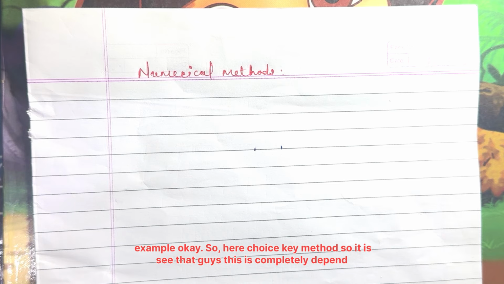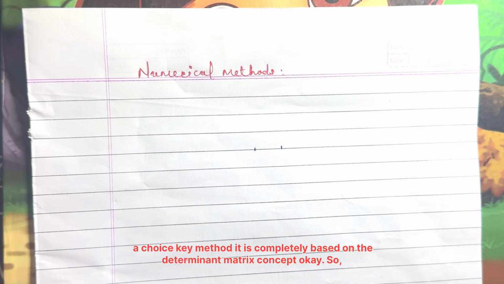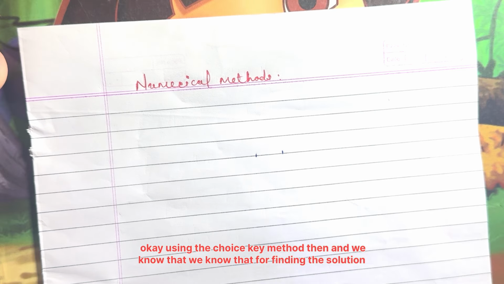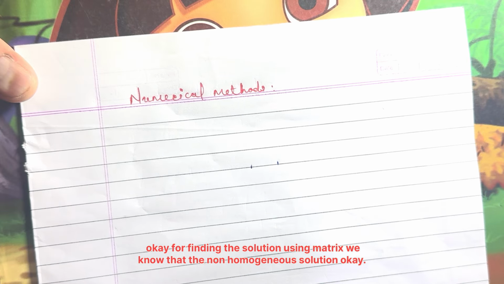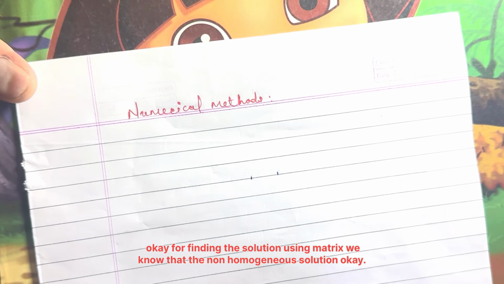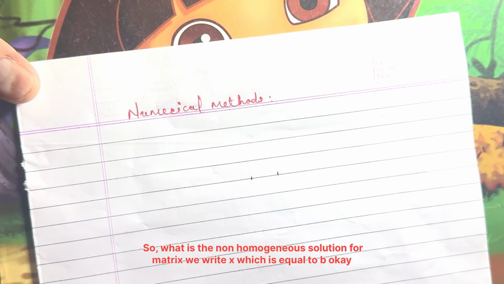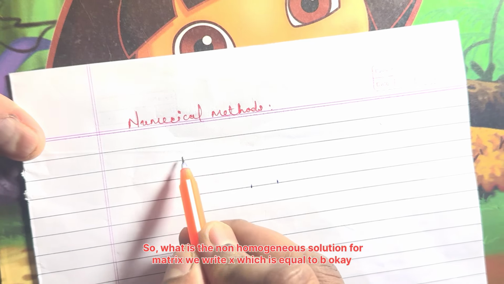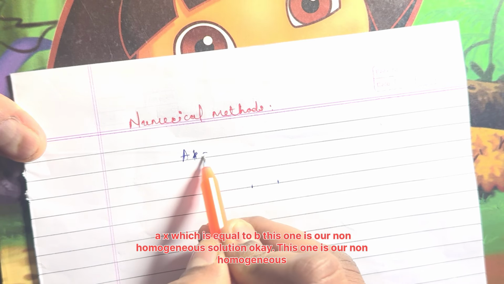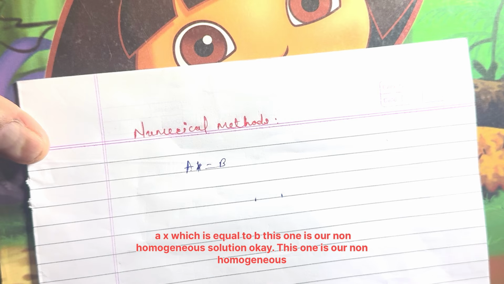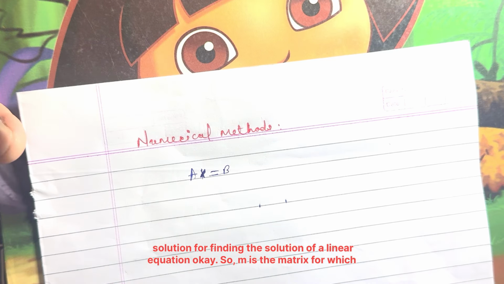So here, the Cholesky method. This method is completely based on the matrix concept, so you need to be familiar with it. Then you can easily find the solution using the Cholesky method. We know that for finding the solution using matrices, we write the non-homogeneous system as AX = B. This is our non-homogeneous system for finding the solution of a linear equation.